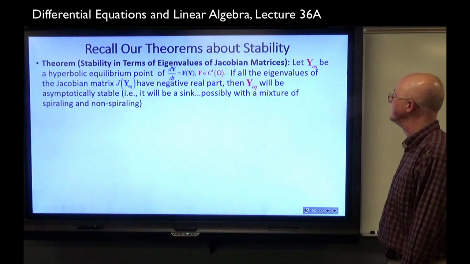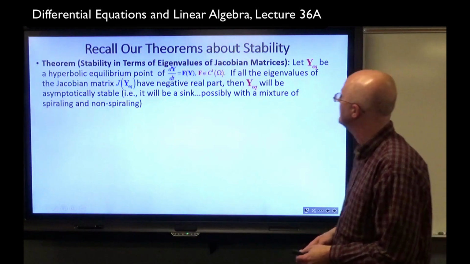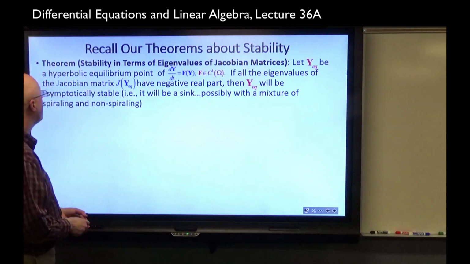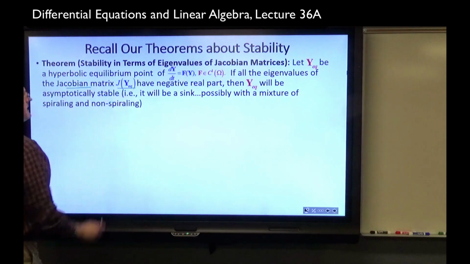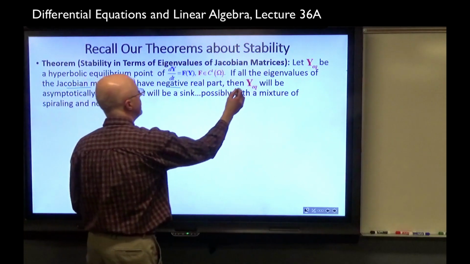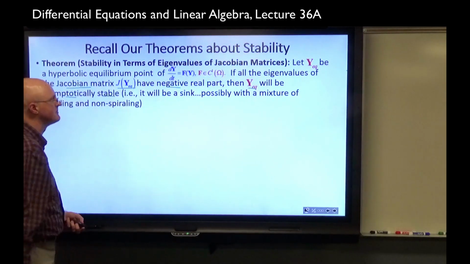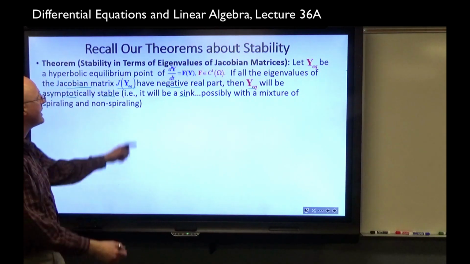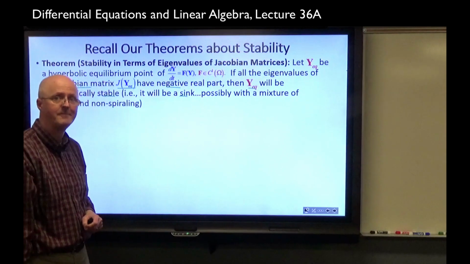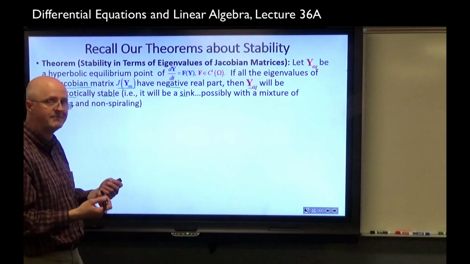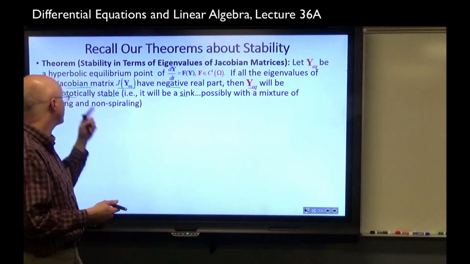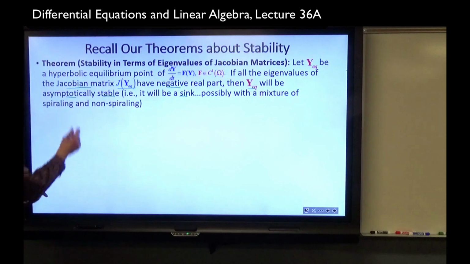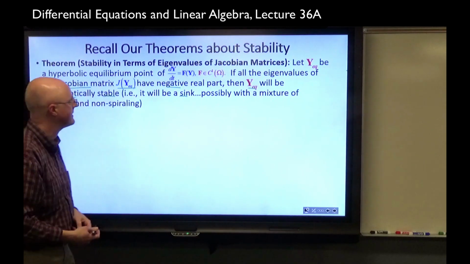We got this theorem about stability, essentially saying that if all the eigenvalues of a Jacobian matrix evaluated at an equilibrium point have negative real part, then the equilibrium point will be asymptotically stable. It will be some sort of sink, possibly with a mixture of spiraling and non-spiraling. We are talking about a nonlinear system here, okay? It's essentially the Jacobian method for linearization. We are talking about hyperbolic equilibrium points because the real part of all the eigenvalues is negative, which would imply hyperbolicity, but I sort of added that at the beginning here.